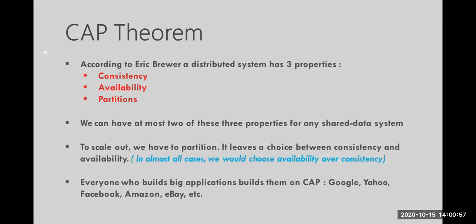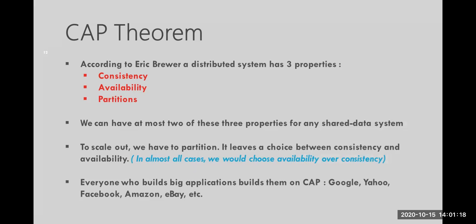If the data is consistent and available, then it cannot be partitioned. If the data is consistent and partitioned, then it will not be available. The third property will be false. And if the data is available and partitioned, then it will not be consistent. Okay, that is the basic CAP theorem.